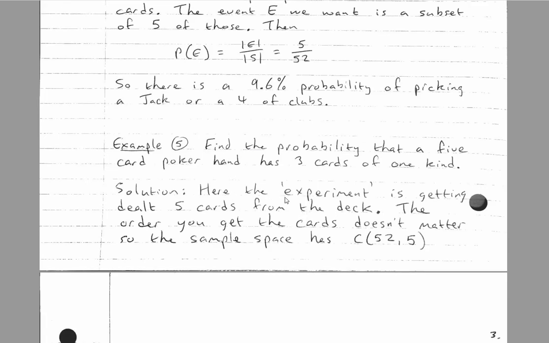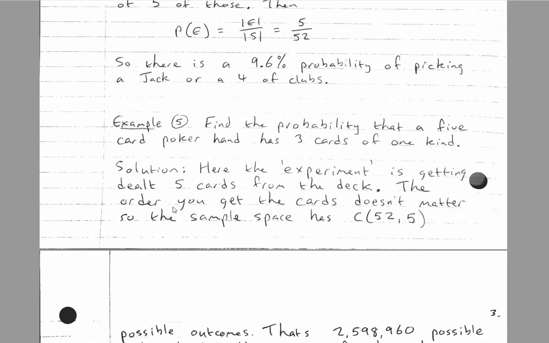Okay, so putting it into our setup, the experiment here is getting dealt 5 random cards from the deck. Does the order matter? No, you could put the cards in order when you're holding them. So the order you get the cards in doesn't matter. So the number of possible hands where you don't care about the order, that's a combination, C(52, 5).